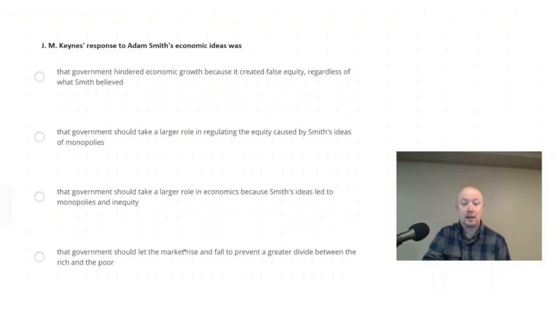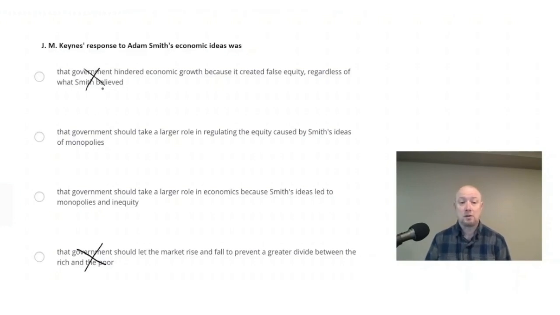So I'm going to eliminate the last choice because this would be more in line with Adam Smith's ideas that the government should just let the markets rise and fall. So I'm going to eliminate that. The next thing I'm going to eliminate is the top choice, that government hindered economic growth because it created false equity regardless of what Smith believed. J.M. Keynes believed the government should be involved with this, so I'm going to eliminate that choice.